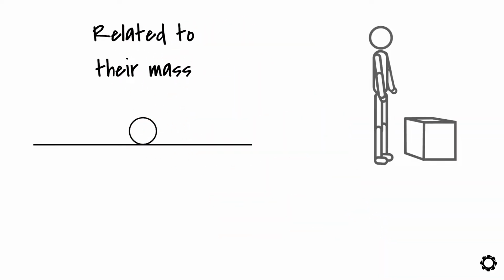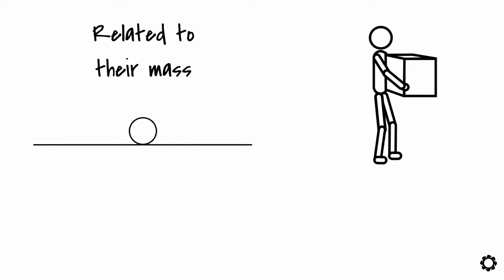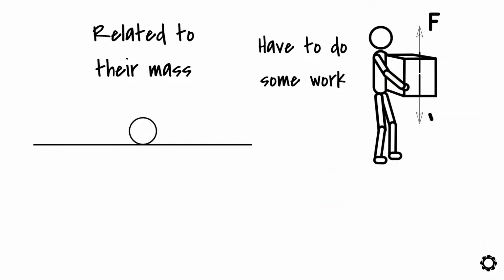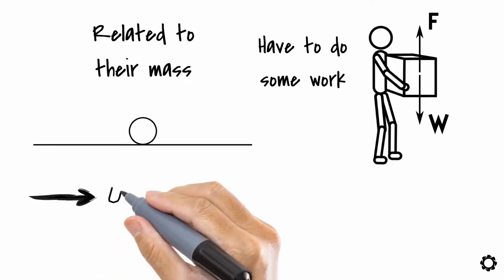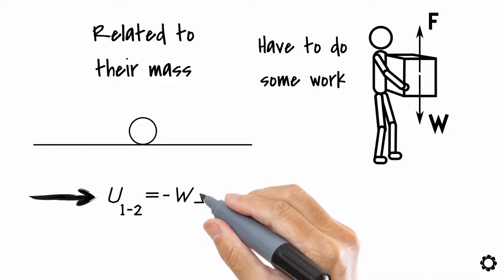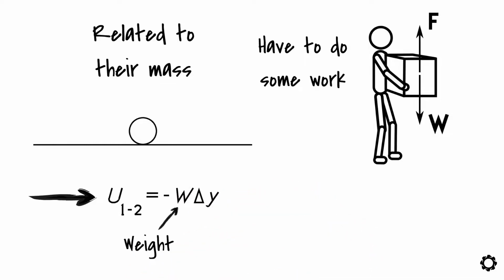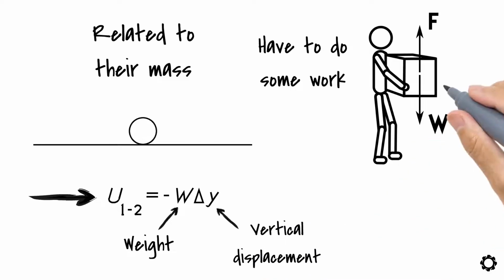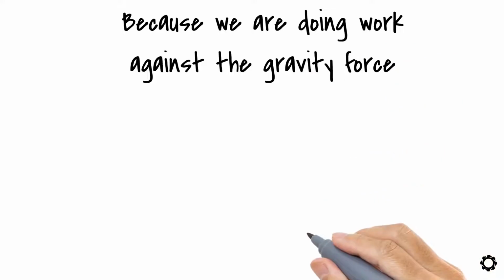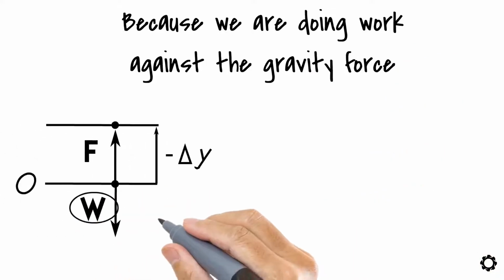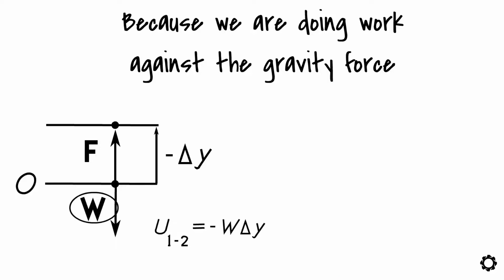As we know, all objects are subjected to the gravity force by some amount that is related to their mass. Thus, if we would like to lift an object, we would have to do some work against the gravity force. This work against gravity can be written as follows. U1-2 equals minus W times delta y, where W is the weight and delta y is the vertical displacement of the lifted object. Note that because we are doing work against the gravity force, which is related to the weight of the object, our work done is negative by nature. Likewise, the work would be positive if the object were falling.